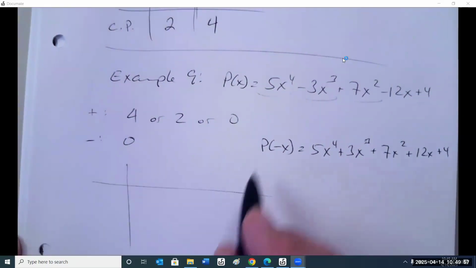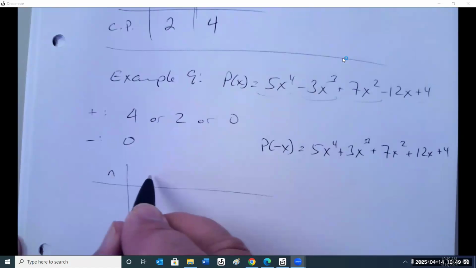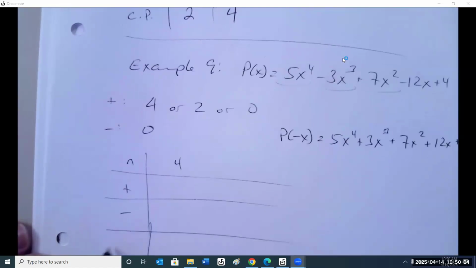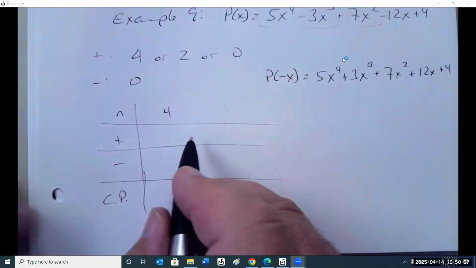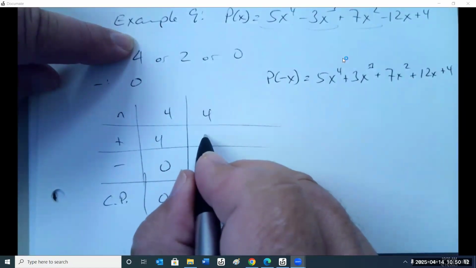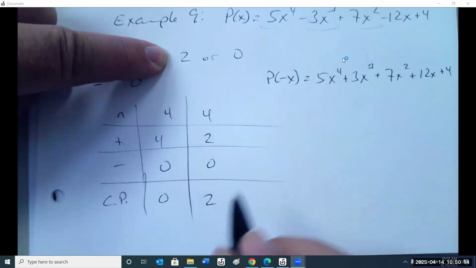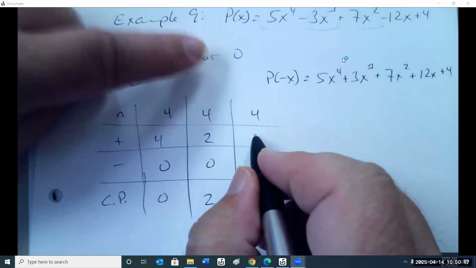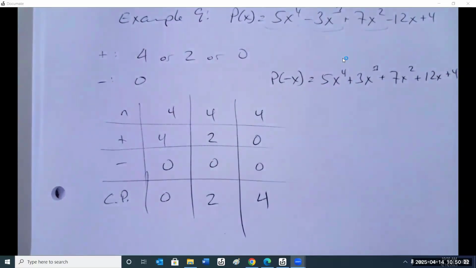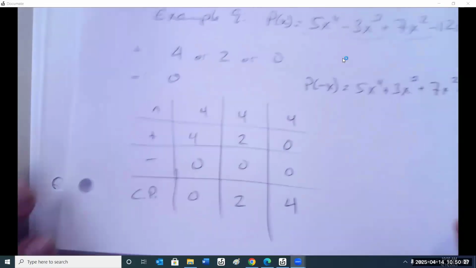So our possibilities, our degree, our n is 4. So positives, negatives, and conjugate pairs. So we have 4 or 0, 0. We have 2, 0, or 2. Or if it's 0, 0, then we'll have 4. Those are our possible outcomes. Make sense? I know I'm going pretty quick. I'm so sorry. If you want me to, I'll go over this next time.